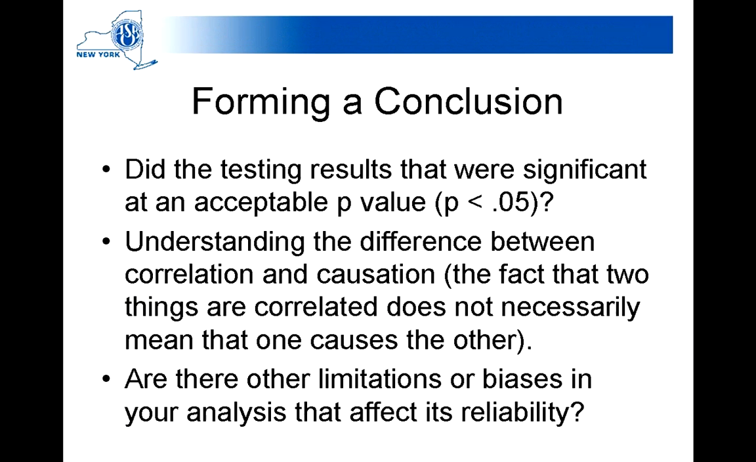But before going on, at the point in which you're forming a conclusion, one of the other things you really need to take a hard look at is, are there other limitations or biases in your analysis that affect its reliability? Was I not able to measure every aspect of the population that I would like to have been able to measure? Did the way in which some of the questions were asked, the way in which some of the items were measured, have some built-in bias, such that if I had designed it differently, I might have had a different outcome? It's that inward look at to what extent did my work as a researcher influence the outcome versus to what extent is the data speaking for itself.